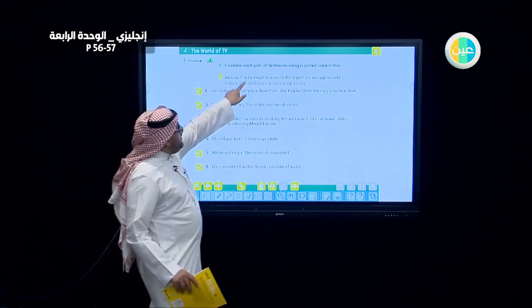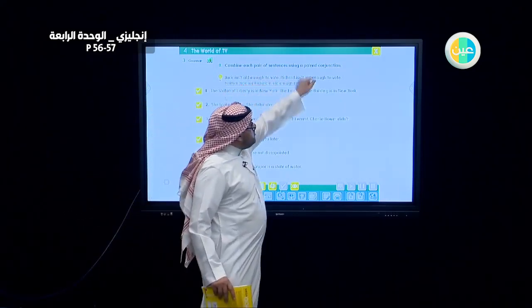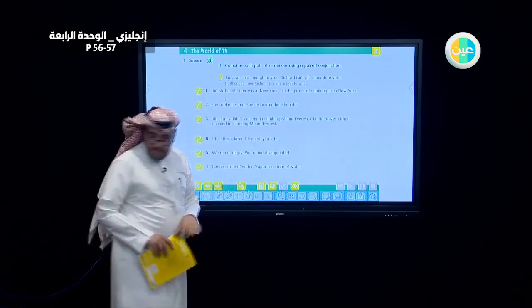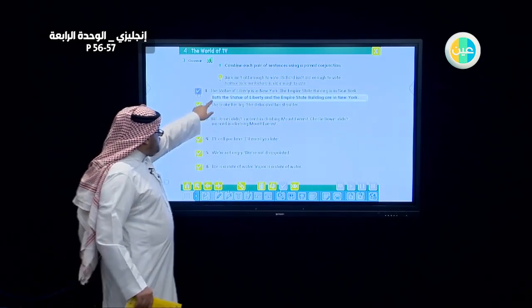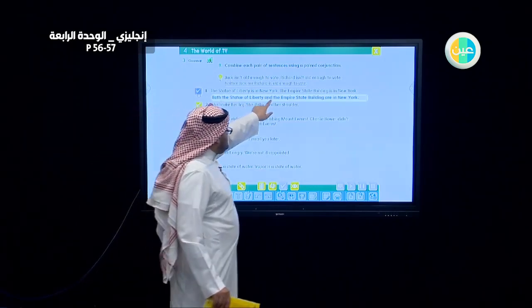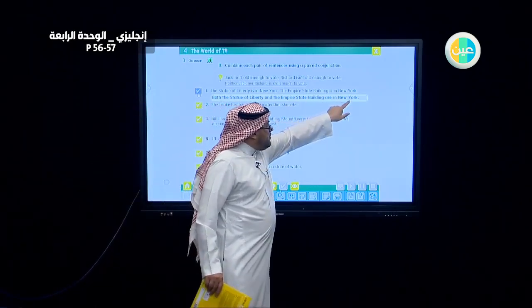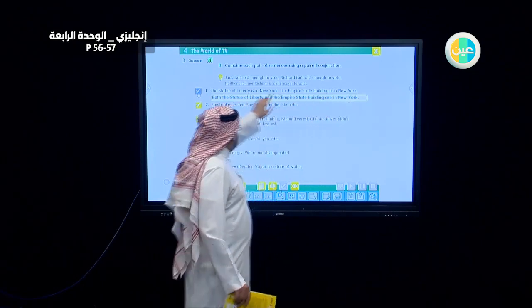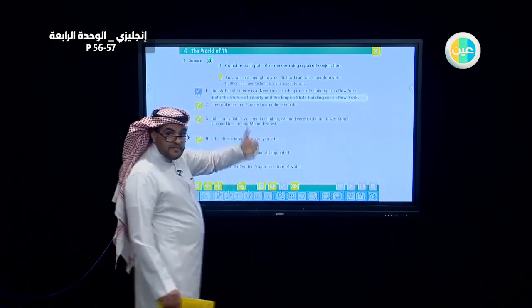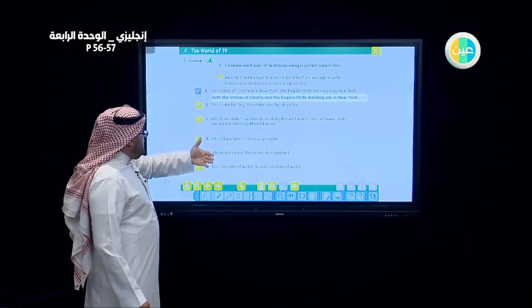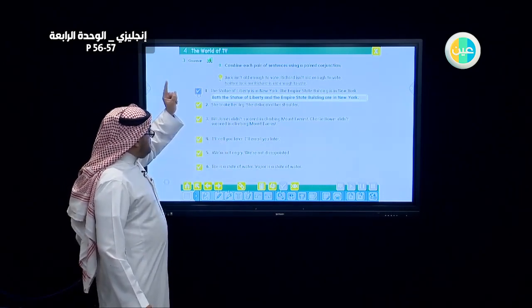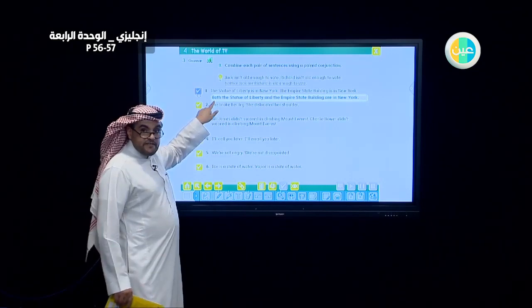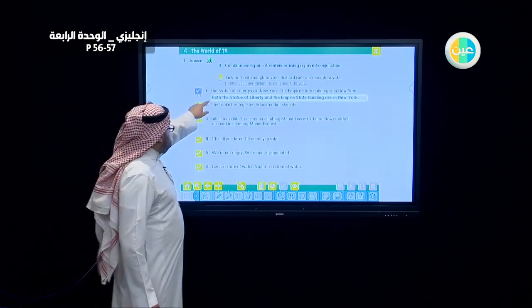So we need to make them one sentence using what? Using paired conjunction. Let's see. Number one. Both the Statue of Liberty and the Empire State Building are in New York. So instead of redundancy, repeating so many sentences of the same, we can make them one sentence which is better in writing. We'll learn it later on, inshallah.